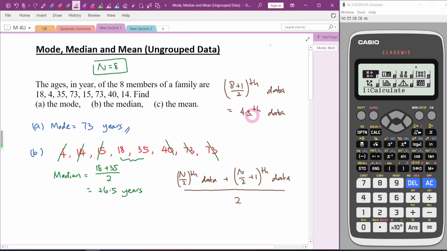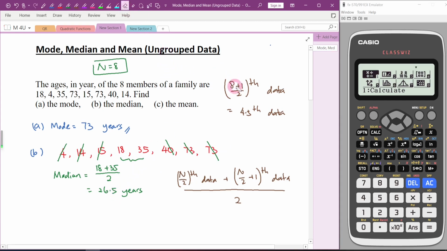But actually, we don't have 4.5 data, right? We have first, second, third, fourth, and fifth, and so on, right? But this 4.5 is actually telling you that you need to take the fourth and the fifth data, add up together, and to find their mean, which you actually get the same answer. Okay? Now, let's go to mean.